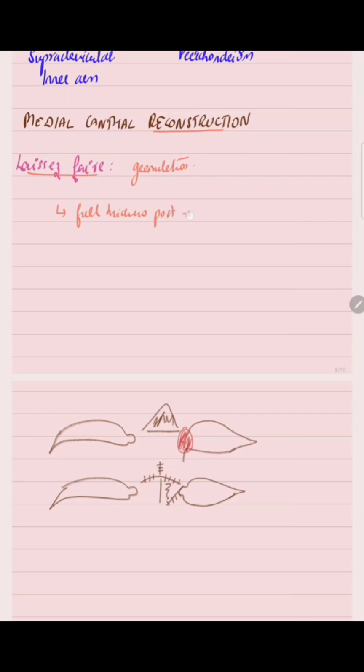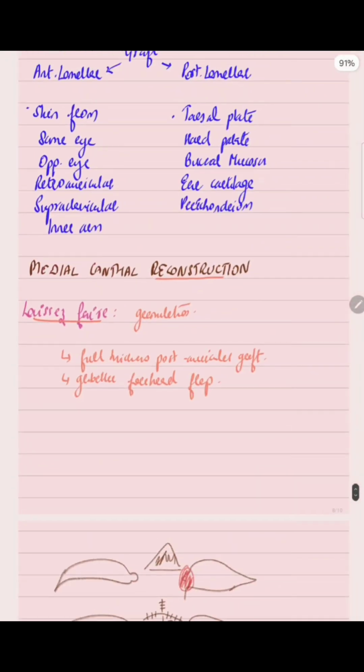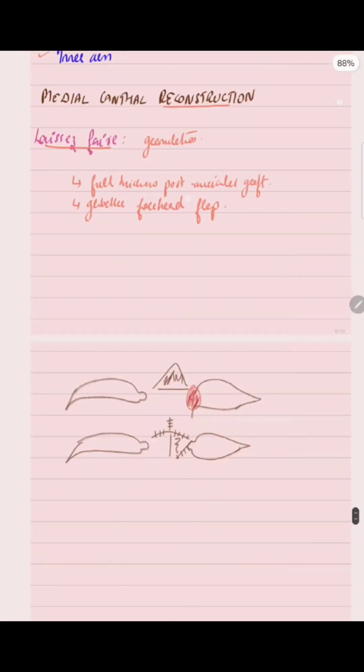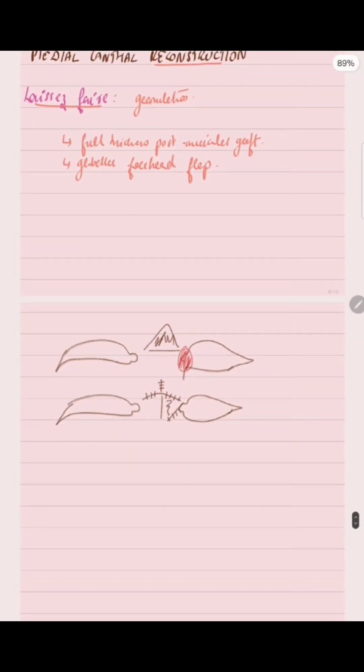or a full thickness postauricular graft can be sutured in place, or a glabellar forehead flap can be used. For the graft for anterior lamella, we can take the skin from the same eye, opposite eye, retroauricular, supraclavicular or inner arm. For posterior lamella: tarsal plate, hard palate, buccal mucosa, ear cartilage and pericardium. That's about medial canthal reconstruction.